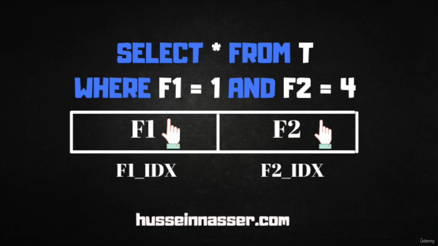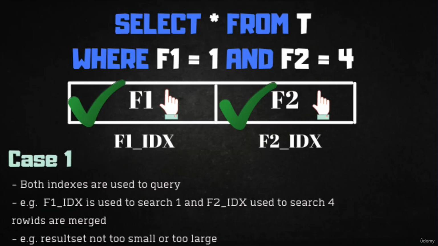So let's go through some scenarios to see how the database optimizer decides: should I use the F1 index or the F2 index? There are so many ways to look for these values, right? So let's take case number 1. Case number 1 is when the database optimizer decides to use both of them.